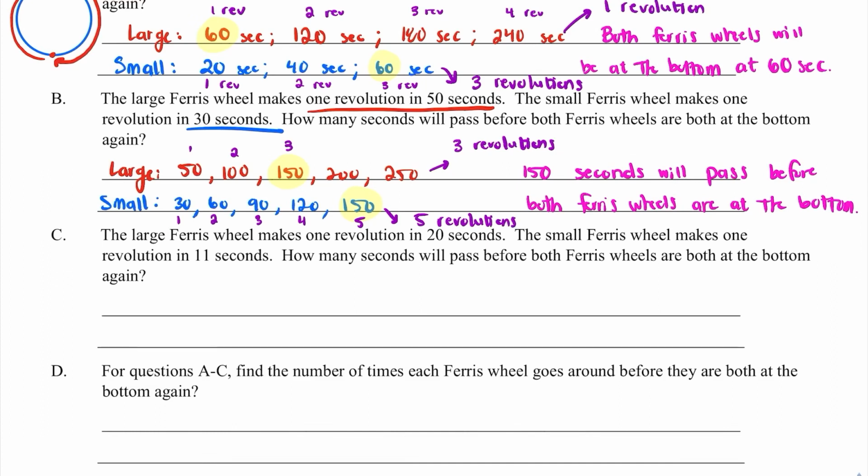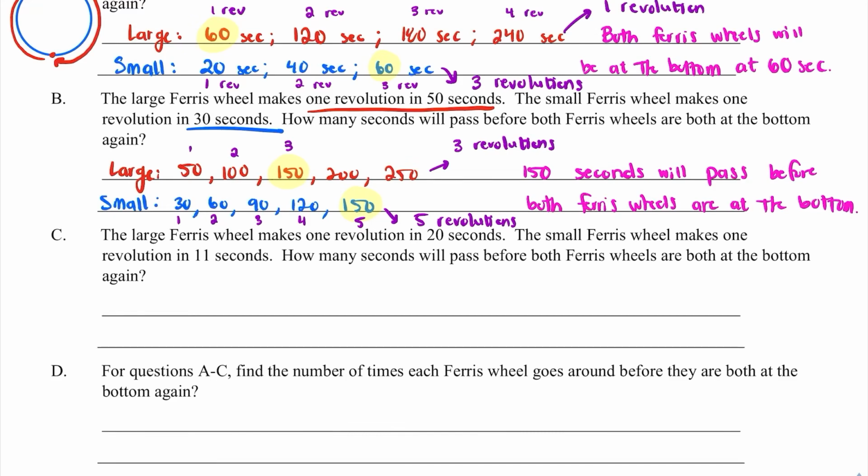So 5 times around the Ferris wheel in order to get to 150 seconds. Okay, so here is where I'm going to have you guys try this on your own. We have one more Ferris wheel problem.